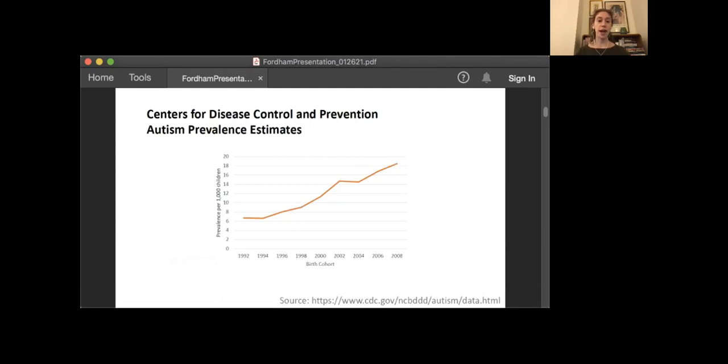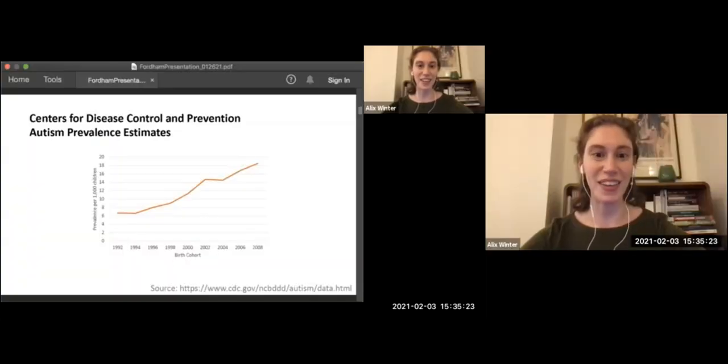Rates of autism diagnosis have risen dramatically over the past few decades. These are the CDC's estimates of autism prevalence rates for the United States. We can see that they rose from 6.7 per 1,000 children born in 1992, or roughly 1 in 150 children, to 18.5 per 1,000 children born in 2008, or 1 in 54 children. So the prevalence rate more than doubled over these 16 birth cohorts.